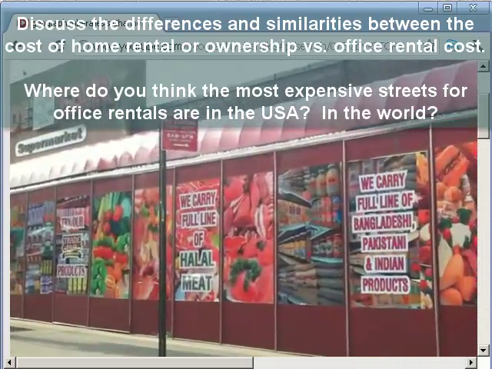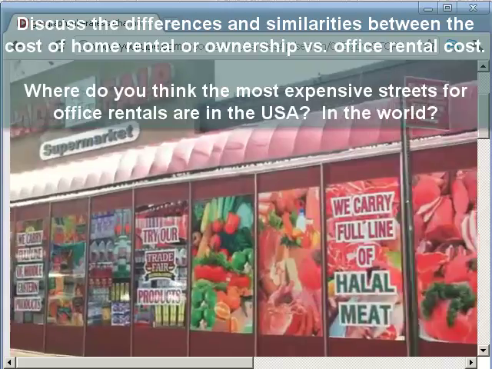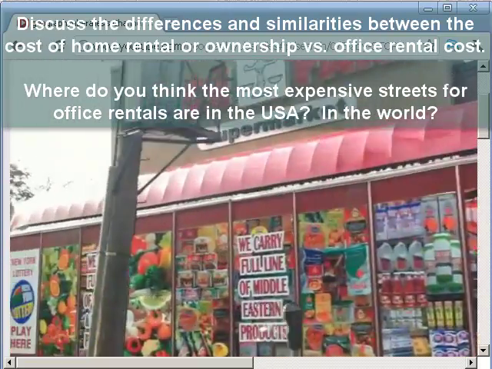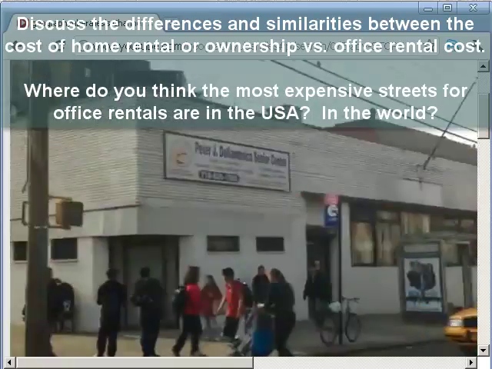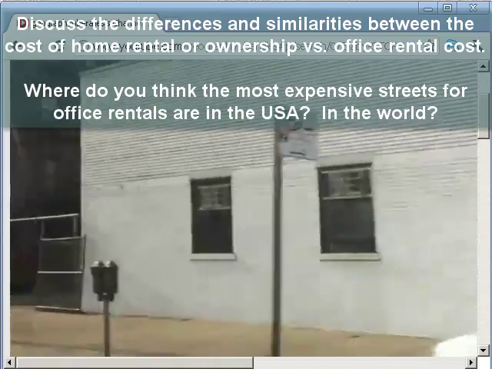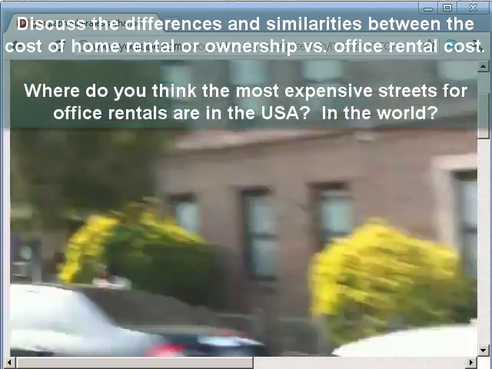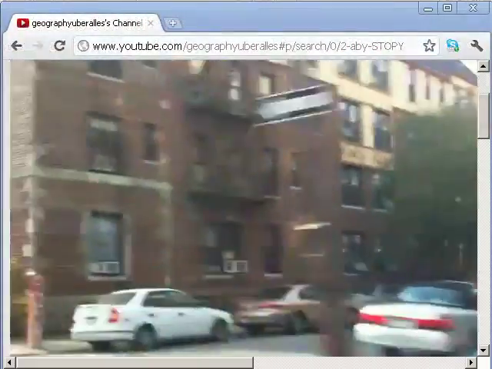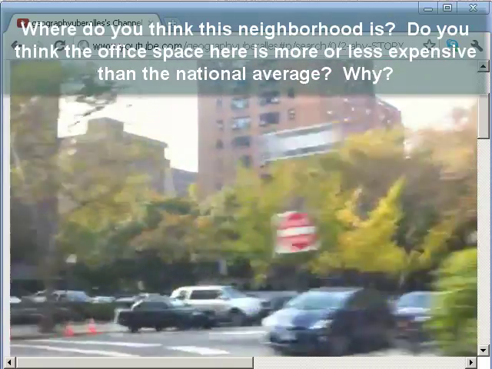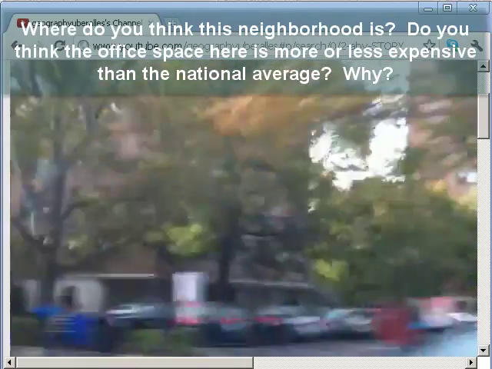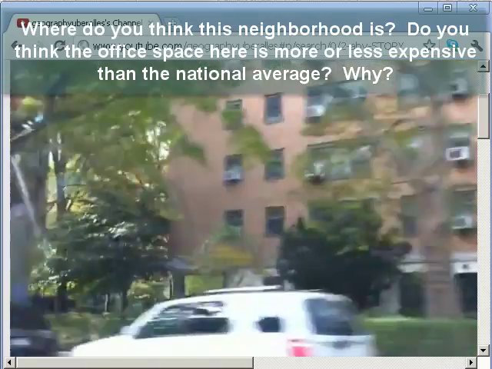Where do you think the most expensive streets for office rentals are in the USA? How about in the world? Why? Create a list of 10 streets for the USA where you hypothesize that renting office space is the most expensive. Now let's examine the 10 most expensive streets spatially using ArcGIS Online.